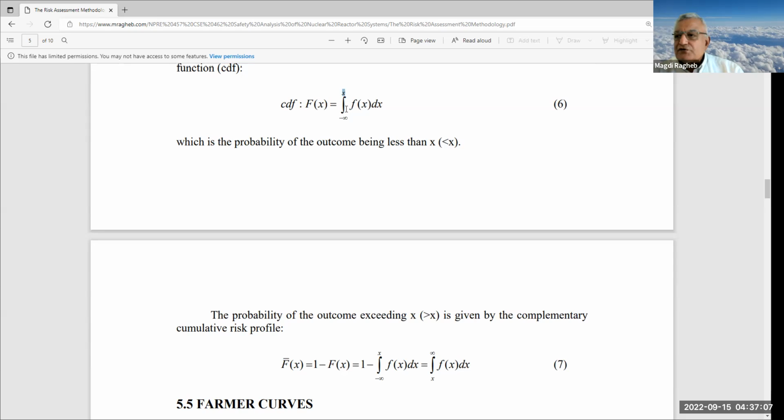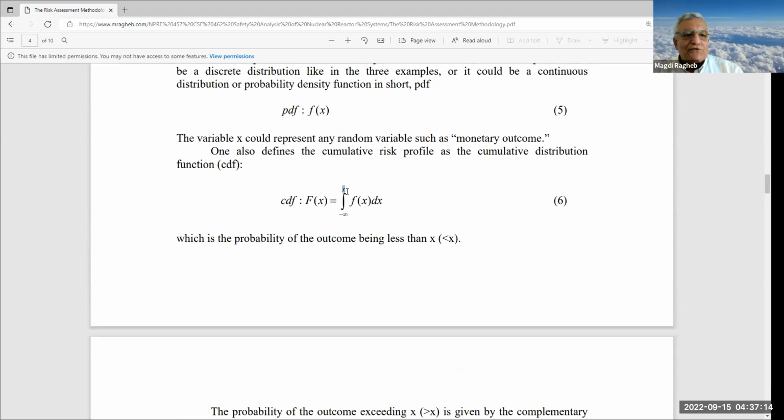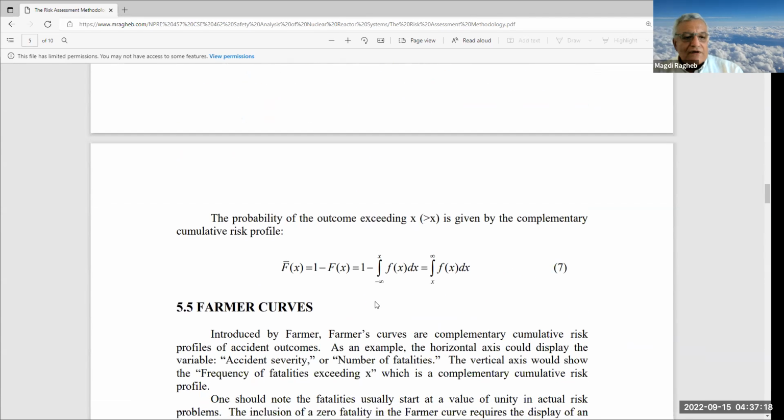It's certain to happen when its probability is 1. The cumulative distribution function is an integral up to X, and then anything above X is designated as F bar of X, which is 1 minus F of X. You can write it as 1 minus the cumulative distribution function. It's really the integral from X to infinity of the probability density function.